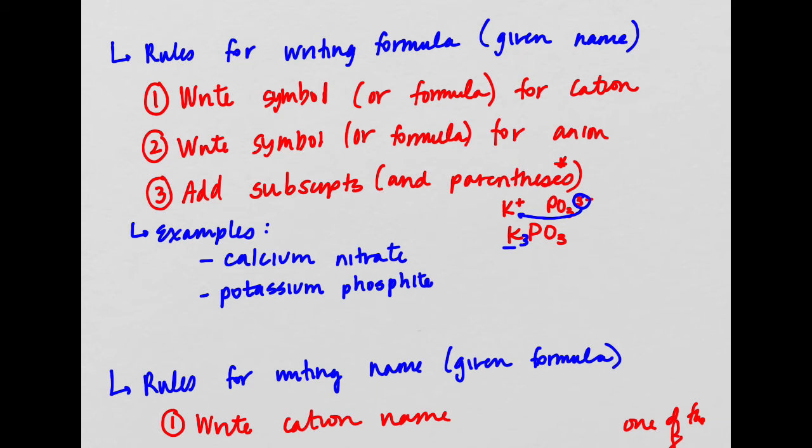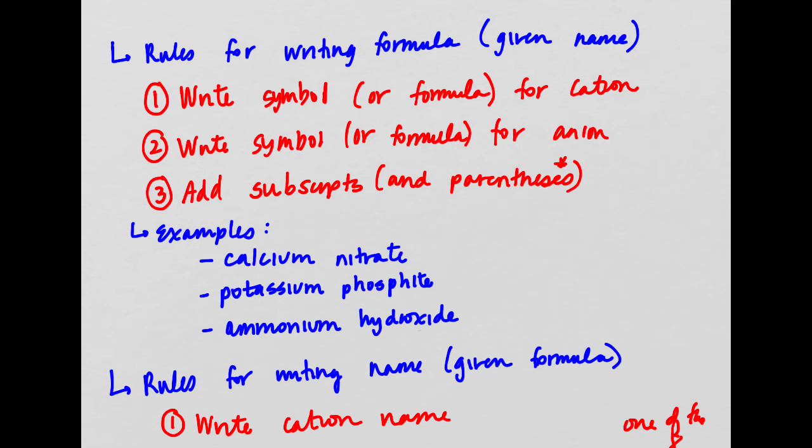Let's look at another example. Here we're going to look at ammonium hydroxide. We're going to have ammonium, which is NH4, and hydroxide, which is OH. Remember, ammonium has a +1 charge and hydroxide has a -1 charge. So actually we don't need to write anything. We don't need any subscripts here because the charges balance and the overall compound is neutral.